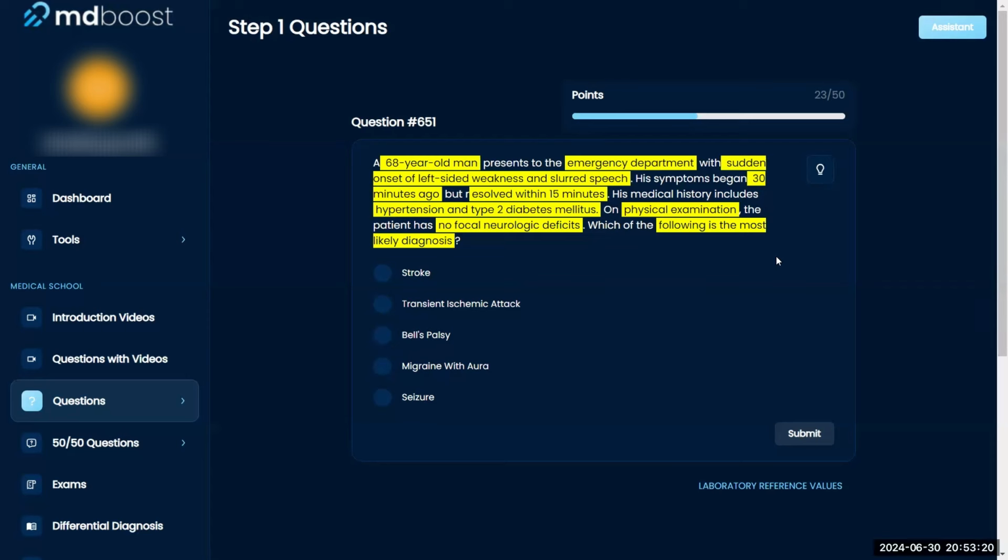Left-sided weakness with slurred speech. It could be a form of stroke. Resolved within 15 minutes. Okay. So what kind of stroke resolves in 15 minutes? You're on the right track. One that is not ischemic. Okay. Not ischemic stroke. Is that a term? Okay, so in your mind, that's what you've come up with. Now look at the answer choices and try to pick an answer that best fits what you just told me.